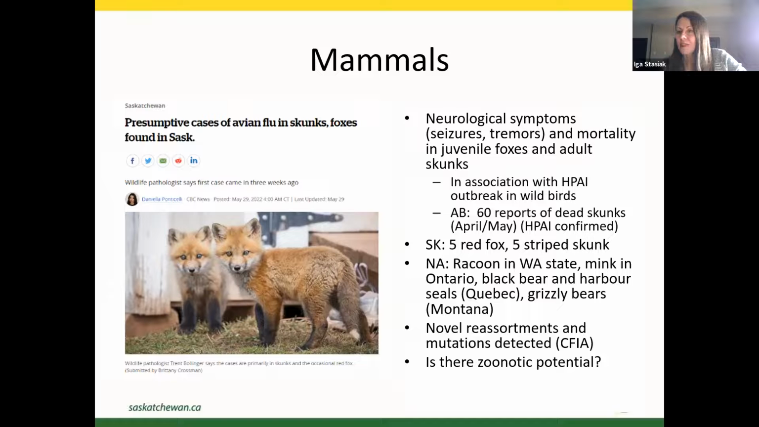and we believe that they were likely exposed through the consumption of infected birds, potentially. In most cases, other than the seals, and that might be more of an environmental contaminant. We're not sure. But it does raise the question as far as the zoonotic potential of this disease. So now there's been novel reassortments and mutations found in these mammalian cases that raise questions and suspicion as far as the potential for the disease to be spread to humans. So it's important to take a precautionary approach here.